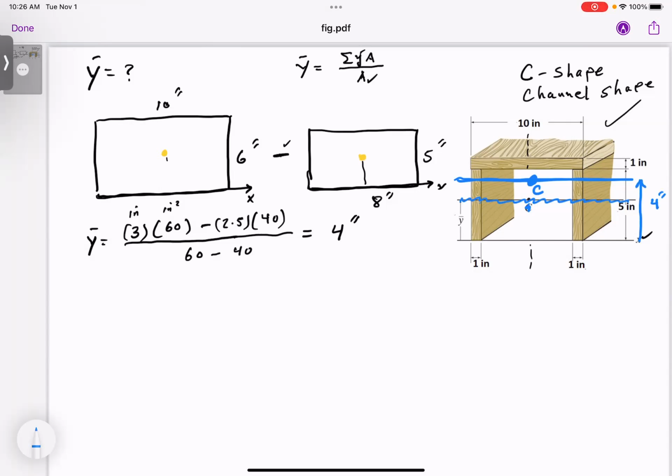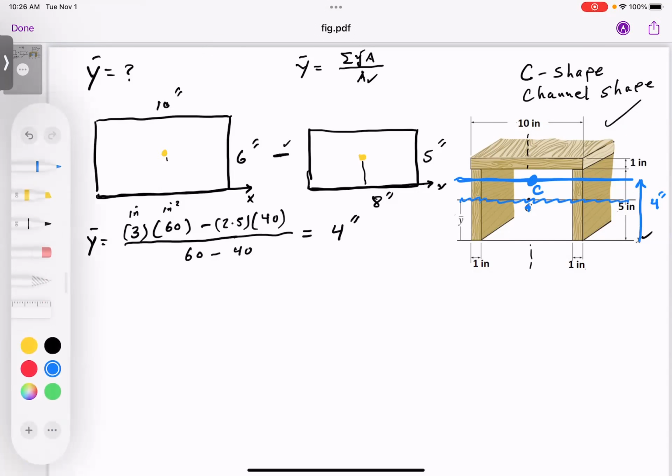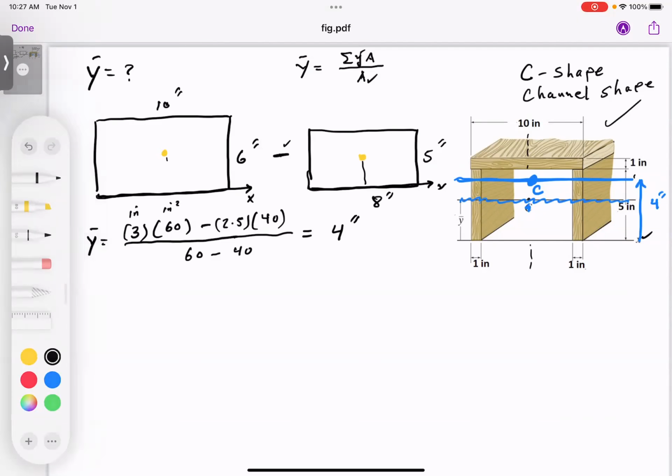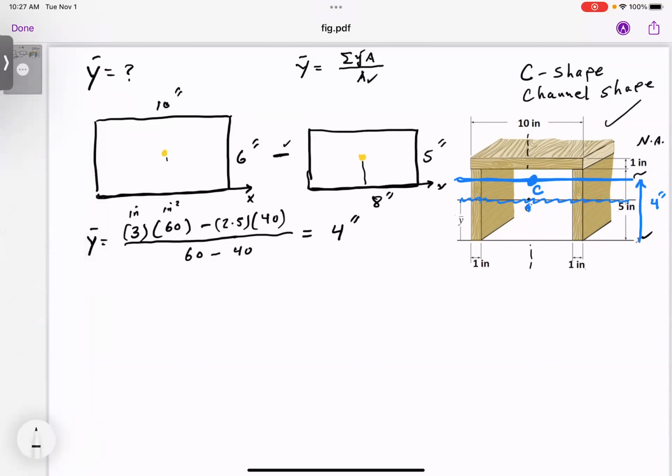Now, what I want to show you is how you can actually find the moment of inertia with respect to this blue axis, which is known as the neutral axis. Neutral axis is the point on the beam where the bending stress is equal to 0, and it reaches a maximum on the top or the bottom of the beam.